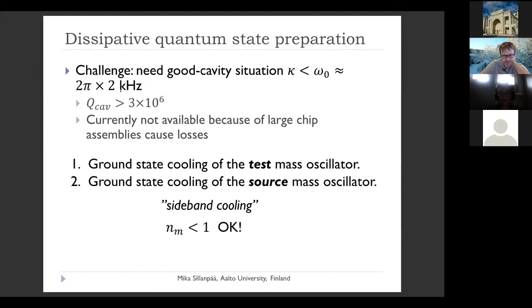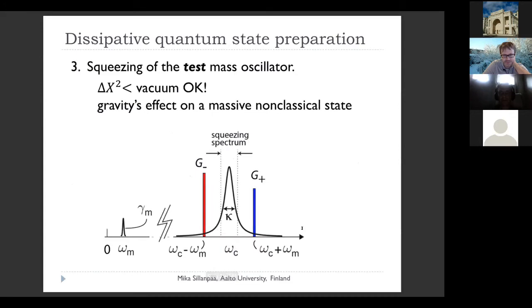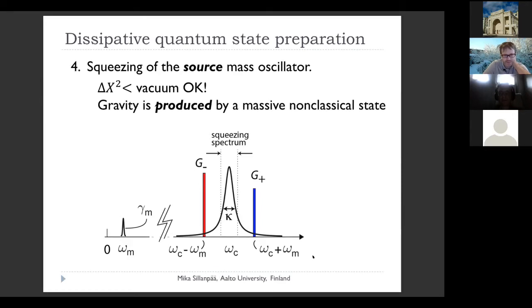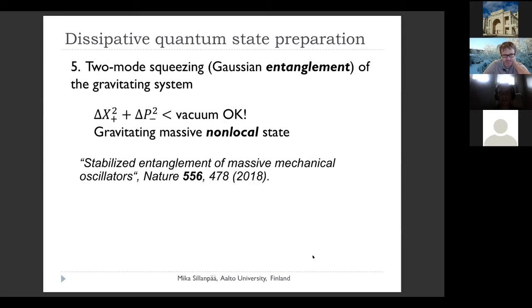But if we get this 2 kilohertz of cavity line width with Q of 3 million, we can do these first experiments instantly. Then we can also create squeezed states. It involves two pumping tones around the cavity. Given this kappa, we can do it instantly, and the same for both test and source oscillators.